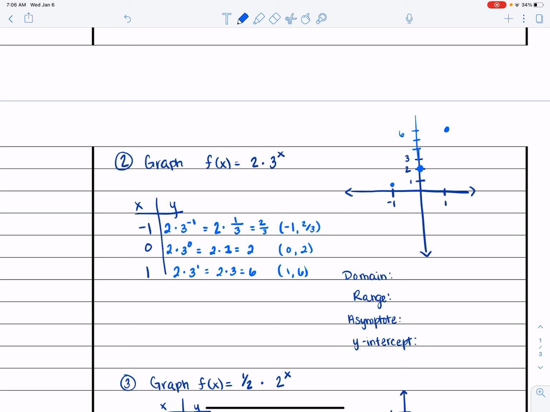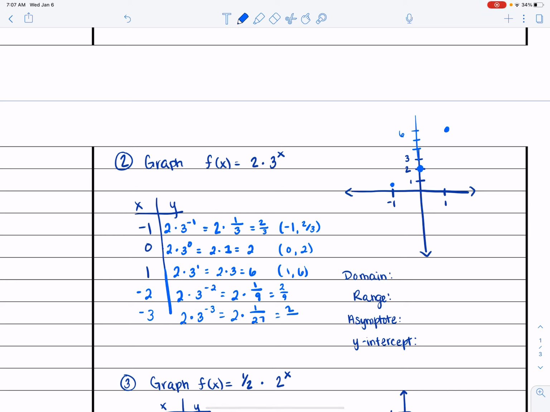All right, now, if I pick a couple more negative numbers just to see what's going on. If I pick -2, I've got 2 times 3 to the -2 power, which is 2 times 1 over 3 squared, which is 9, so 2/9. Okay, and then if I pick -3, 2 times 3 to the -3 is really 2 times 1 over 3 cubed, which is 27.